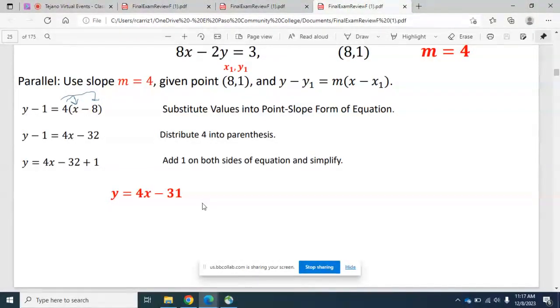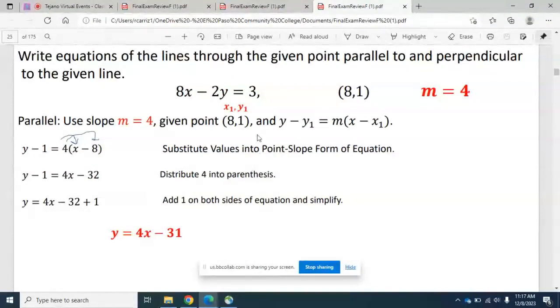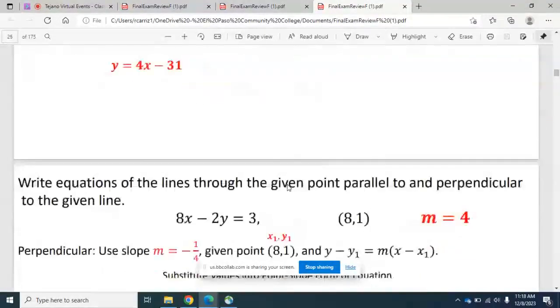So this line is parallel to my given line because they have the same slope. And if you recall, our original line had a y-intercept of negative 3 halves, I believe, and this one has a y-intercept of negative 31. Same slope, different y-intercepts. That means that they are parallel. All right, now let's look at the perpendicular.